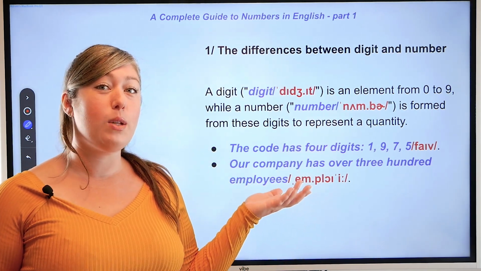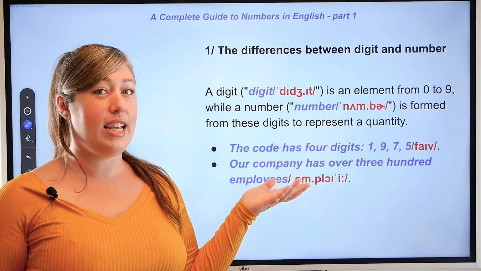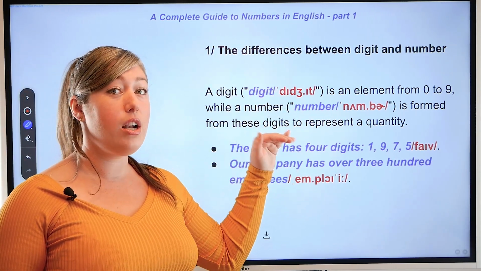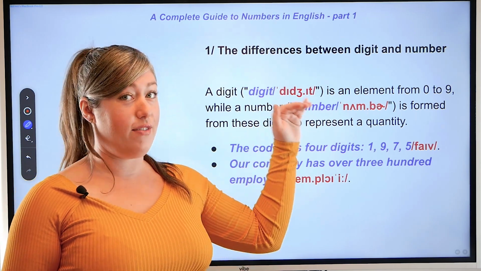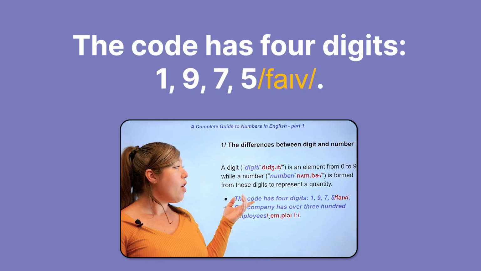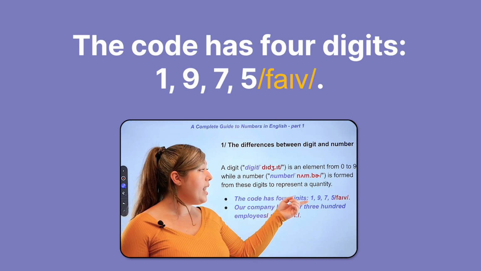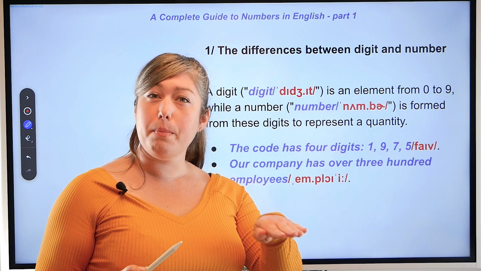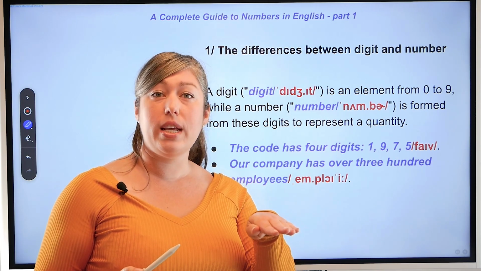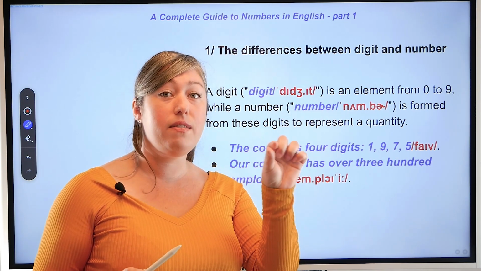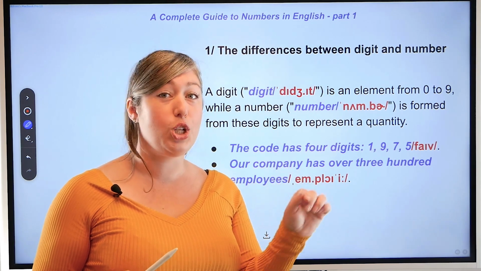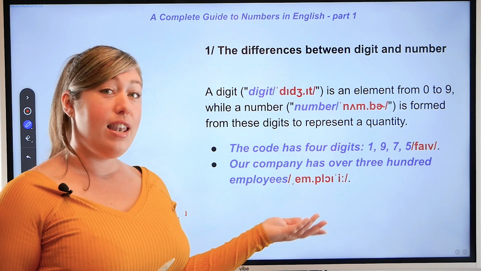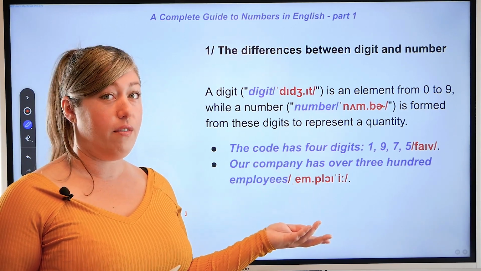To get started with numbers, we can look at two important details. There are digits, which are elements from 0 to 9, and there are numbers, which is a combination of digits. For example, the code has 4 digits, 1, 9, 7, and 5. If you go to a hotel, maybe you put something in the safe, and the code is made up of digits. Those individual elements, 0, 1, 2, 3, 4, 5, 6, 7, 8, 9. And numbers are a combination of digits.